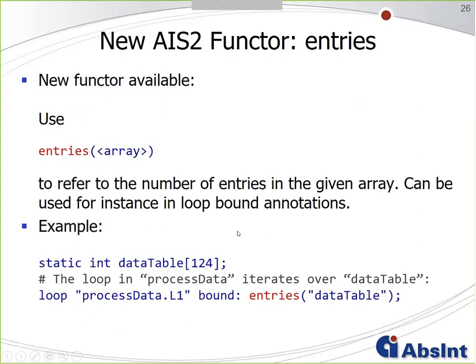And last but not least, for the AIS2 annotation language, we have some small extensions. We introduced by this release the entries functor. And with the entries functor, you can provide an array name, for instance, and it will extract the number of entries of the given array. And this can be quite useful, for instance, to bound a loop. So imagine you have such a data table array, which has 124 elements here, and you have a loop in process data which iterates over that table. You can now easily say, well, the bound of my iteration loop is just taking the number of entries from this data table, and then this loop will be bounded by 124 actually. So this is also quite convenient, I think.